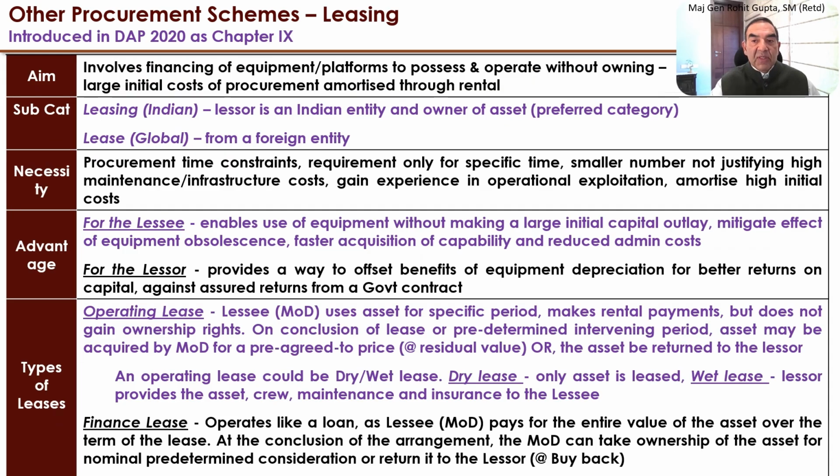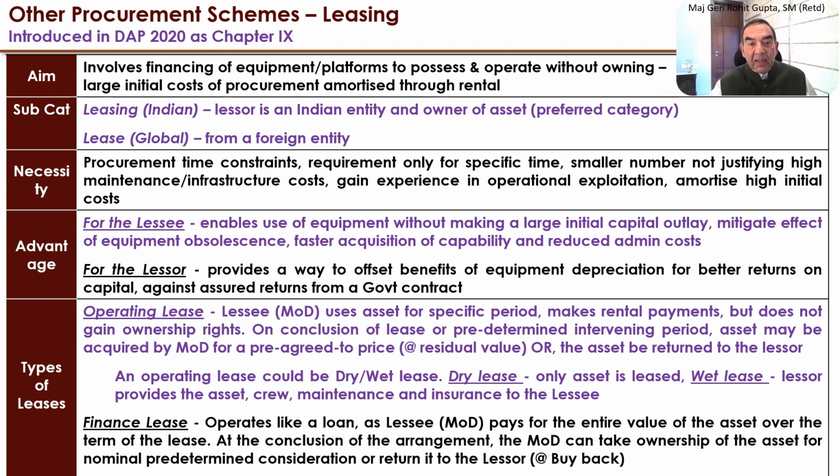Other procurement schemes, that is leasing, which has recently been introduced as an enabler for short-term and mid-term capability building. It has been introduced as Chapter 9 in the DAP 2020. What is the aim? It involves financing of equipment platforms to first possess it and operate it without owning it. Therefore, a large initial cost of procurement is amortized through rental paid over a period of time.